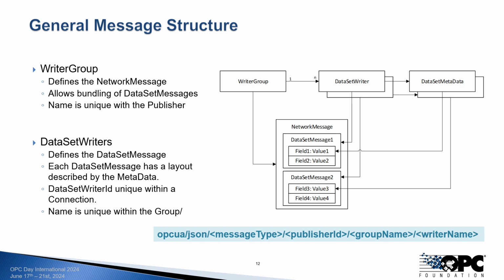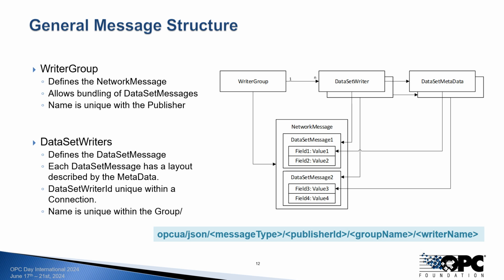But in the more general case, OPC publishers can say, well, I've got all of these related data sets that I would like to bundle together into a single network message, because it's either relevant from an information model perspective, or I'm trying to optimize the number of messages that I want to send out. There are lots of reasons why you would want to do this bundling, and you would specify how things are bundled with this writer group dataset writer structure.